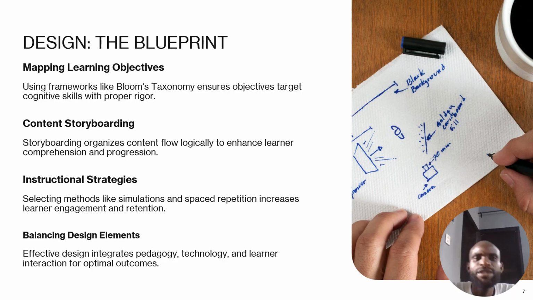In the design phase, which is obviously the blueprint, you are looking at mapping the learning objectives in such a way that it targets cognitive skills with proper rigor. Of course, you look at content storyboarding and implementing instructional strategies like simulations and spaced repetition to increase learner engagement and retention. The goal here is to balance design elements such that it integrates pedagogy, technology, and learner interaction so that whatever is achieved is effective.